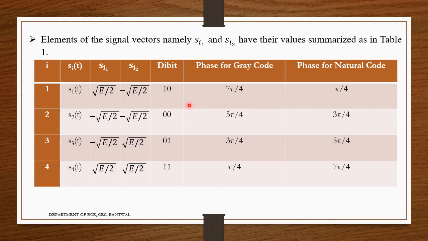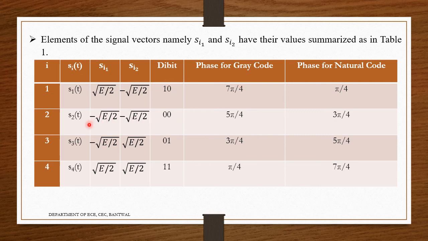Now I have taken pi by 4, 3 pi by 4, 5 pi by 4, 7 pi by 4, the natural course. I have started from 1 0 at pi by 4, then 0 0, 0 1, 1 1. It's like the Gray code, as we say. So I am representing in a reverse way, pi by 4, 3 pi by 4, and so on. This is what I have expected here, in the reverse way.